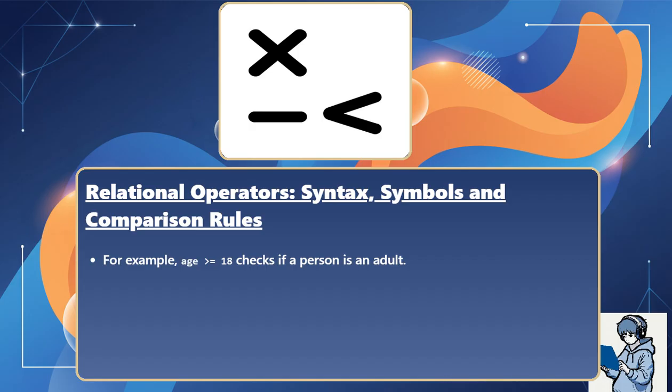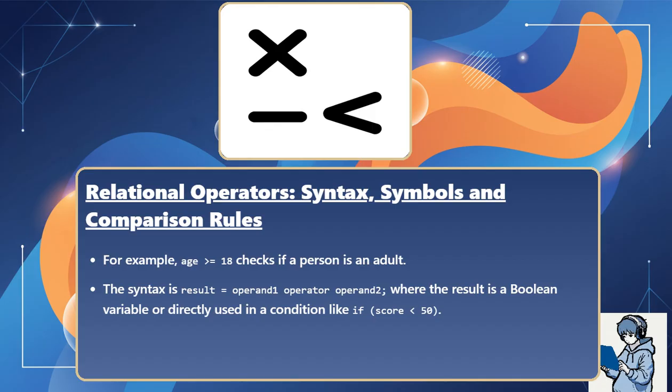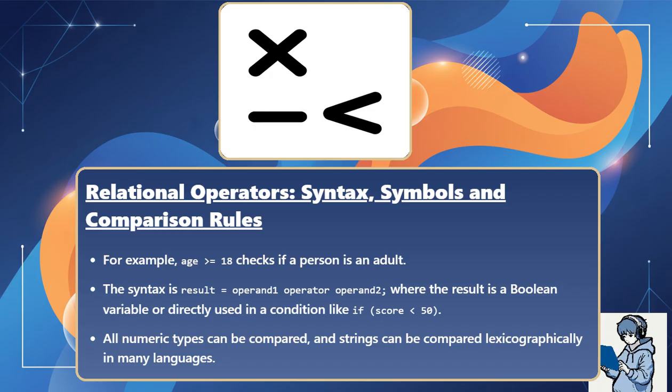For example, age >= 18 checks if a person is an adult. The syntax is result = operand1 operator operand2, where the result is a Boolean variable or directly used in a condition like if (score < 50). All numeric types can be compared, and strings can be compared lexicographically in many languages.